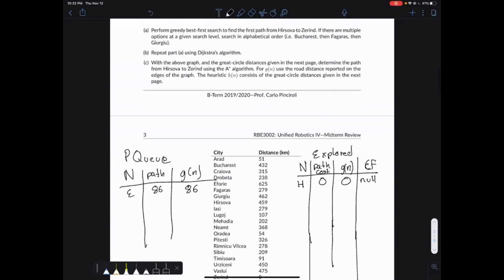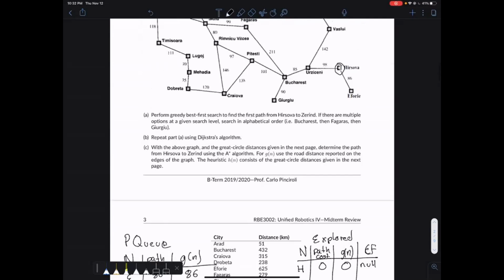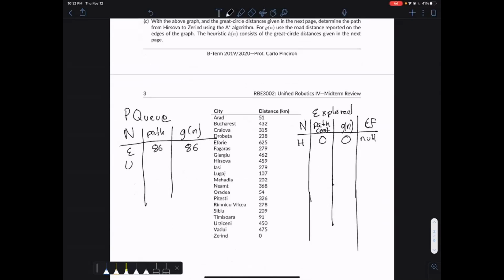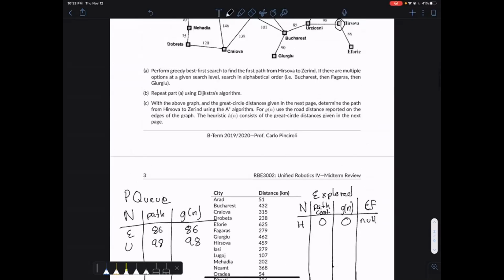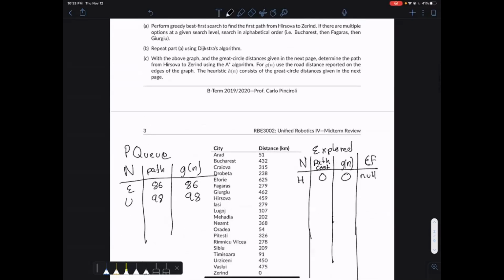And then we are going to add the other node, which is node U, which has a path cost of 98. Same thing, the previous node cost was 0, so we add 98 here. All right, cool. That's the nodes and the neighbors of that. So now we're going to pop the node with the lowest cost. In that case, it's going to be node E. Remember, path cost of this is going to be 86. That means g of n, which is the cost of the last node it came from, is 86. And then we're going to put an E here. Cool.